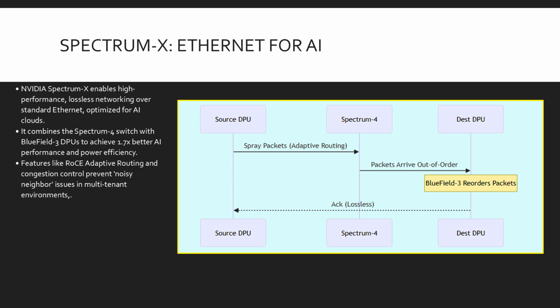This sequence diagram shows Spectrum-X adaptive routing. The source DPU sprays packets across different paths to the switch to maximize bandwidth usage. The switch forwards them and they may arrive at the destination DPU out of order. Crucially, notice the note on the right, the Bluefield 3 DPU reorders these packets in hardware before handing them to the application. This allows the network to be fully utilized without confusing the application.